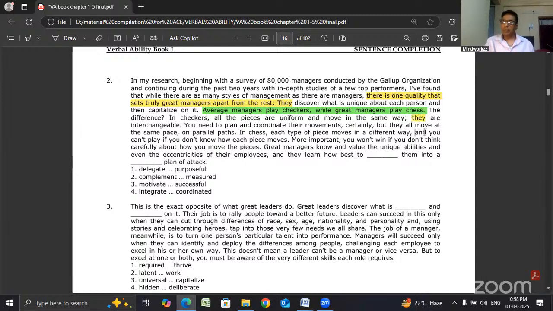Tell me. Just in your mind, can we do a recap of what we have read so far? What is this "they"? They comes for pieces in checkers, which are uniform and move in the same way. But why are we using the word checkers here? For whom? We are using checkers for whom?